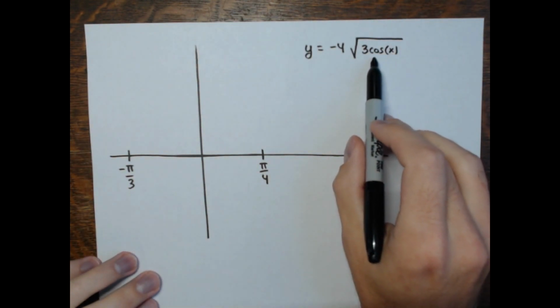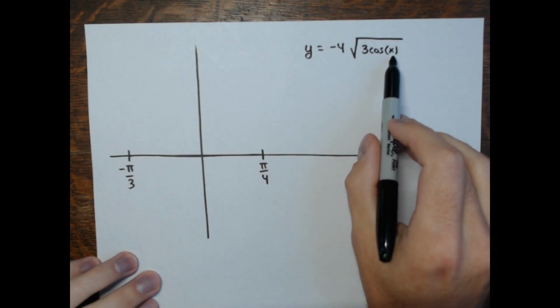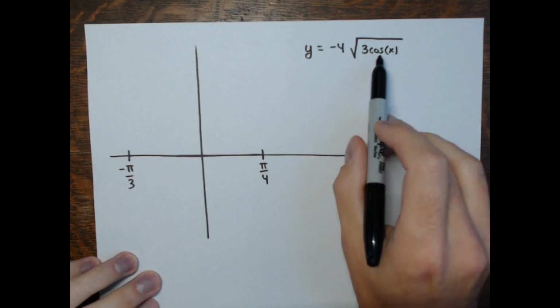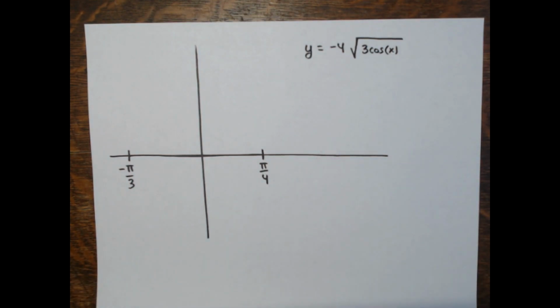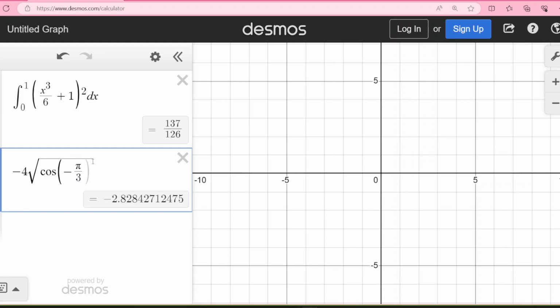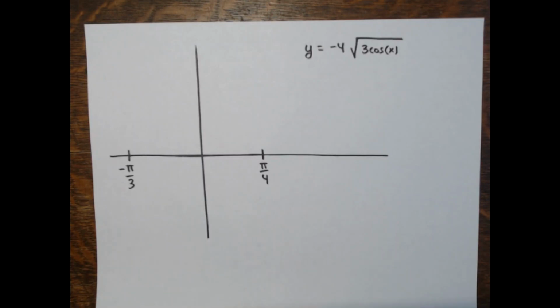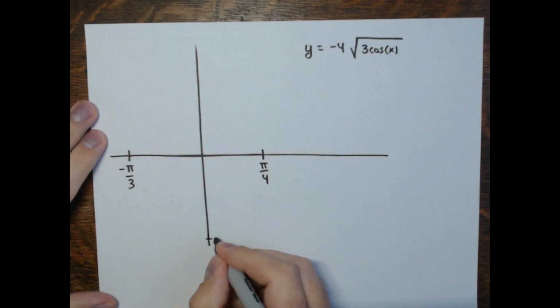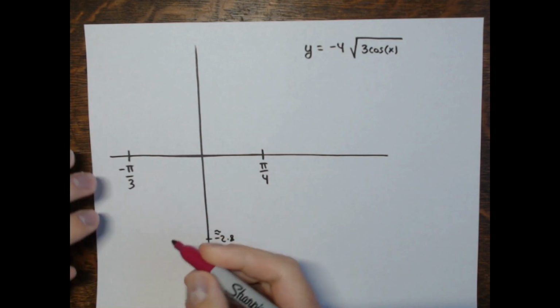Now, when you plug in -pi/3, this is the square root of 3/2 times -4. It should be some negative number. Let me just go to the calculator. So -4 times the square root of the cosine of -pi/3. It's about -2.8. All right, so I know that on the left here, it's down at about -2.8-ish, right? It's approximately this point.